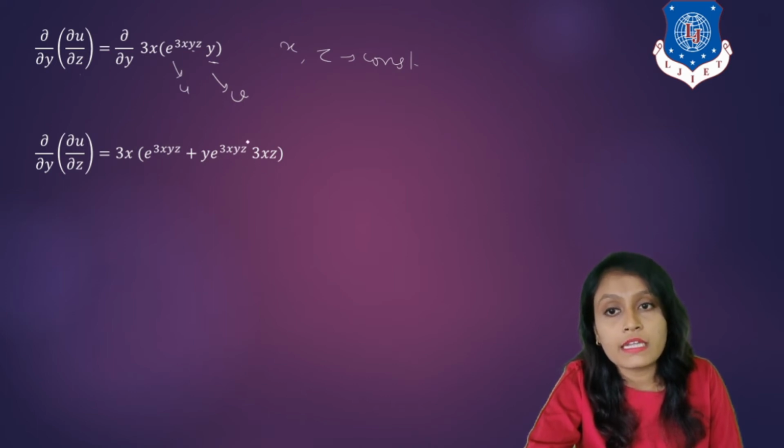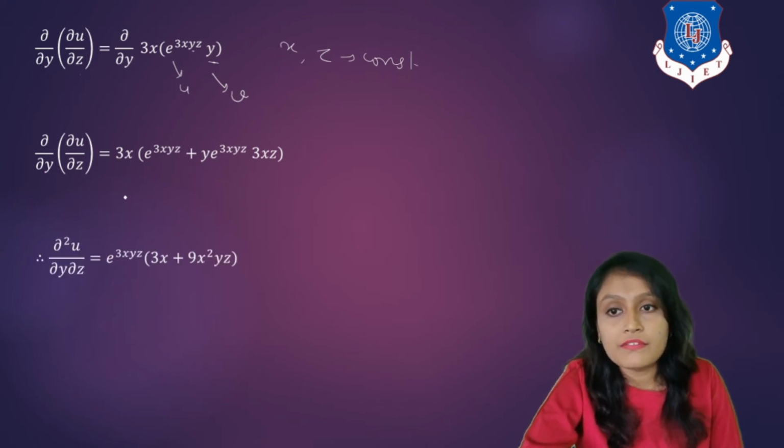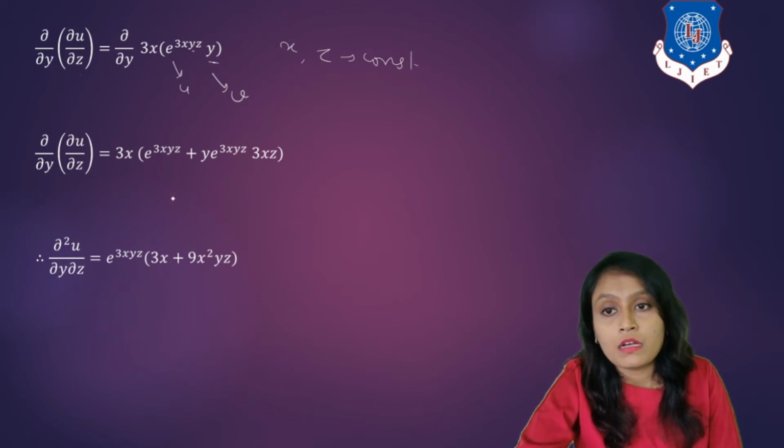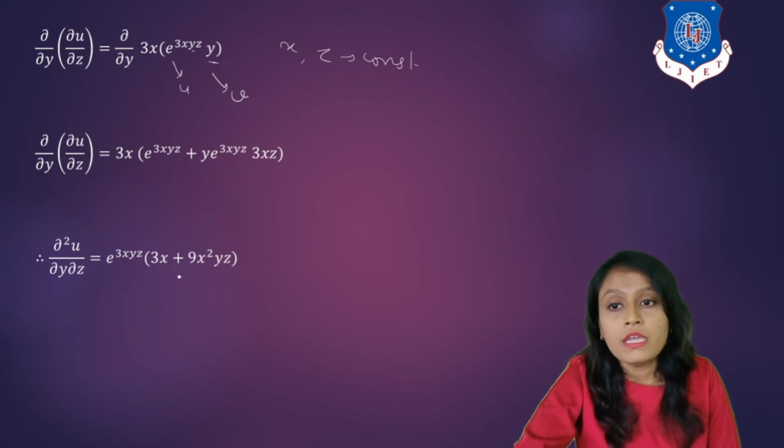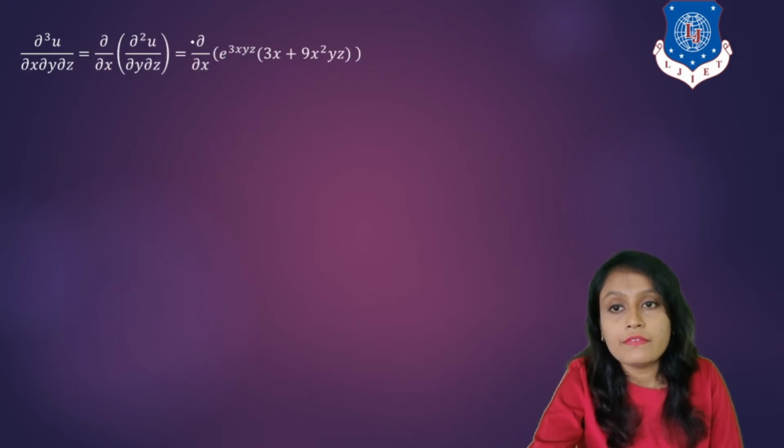Here we are taking the derivative with respect to y. Just simplify this. So e raised to 3xyz is taken common. So here we have e raised to 3xyz into 3x plus this 3 into 3, which becomes 9x square yz. Now we have to take the derivative of this term, that is del square u by del y del z, with respect to x.